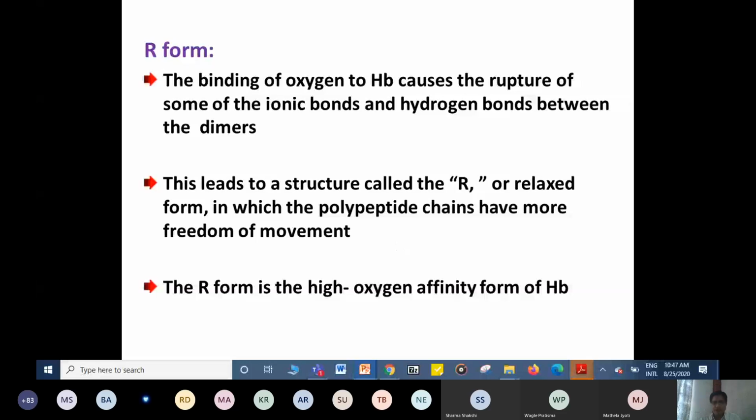There are 4 different oxygens to be bound to the same hemoglobin molecule, and it is easier for the second oxygen to bind with that hemoglobin when compared to the first, easier for the third, and even easier for the fourth. This is explained by the relaxed form. This leads to the structure called the R or relaxed form, in which the polypeptide chains have more freedom of movement, and the R form is the high affinity form of hemoglobin.